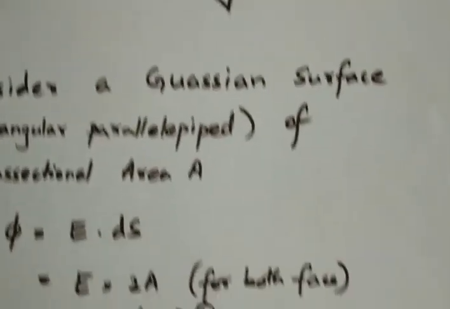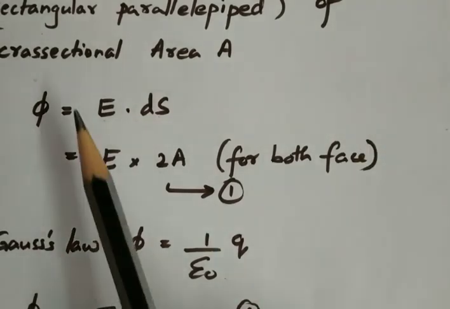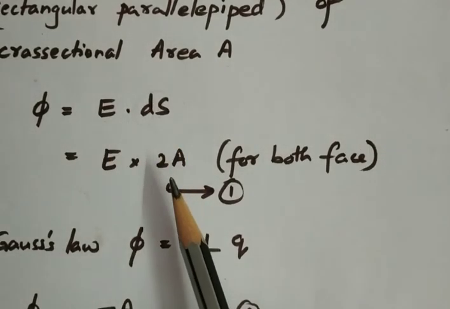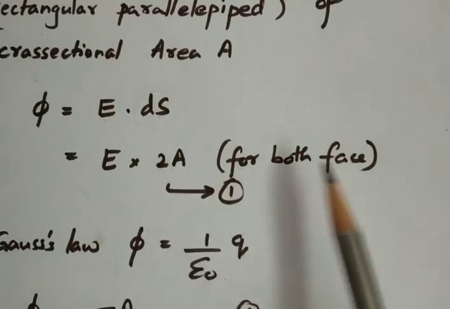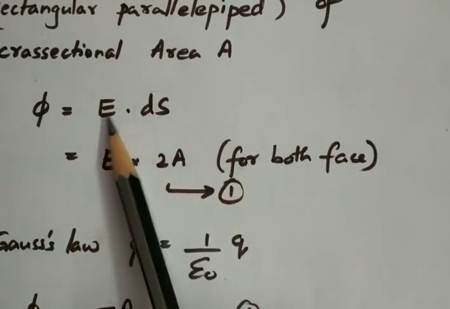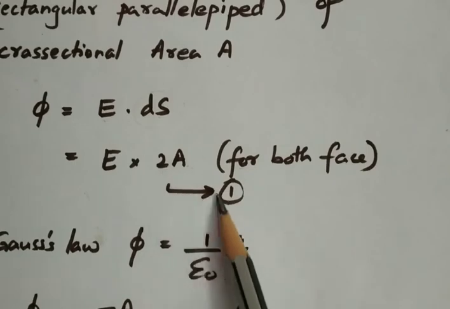So, we have the equation phi equals E dot ds. ds can be replaced by 2A. Because there are two faces, for both faces 2 into A. Instead of E dot ds, 2 into A. Call this as equation number 1.